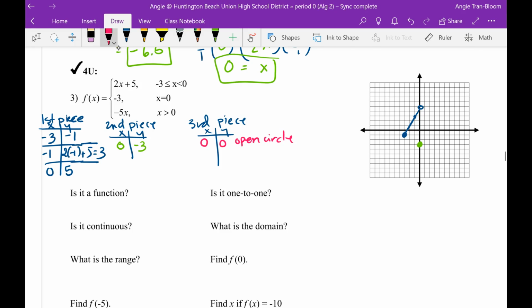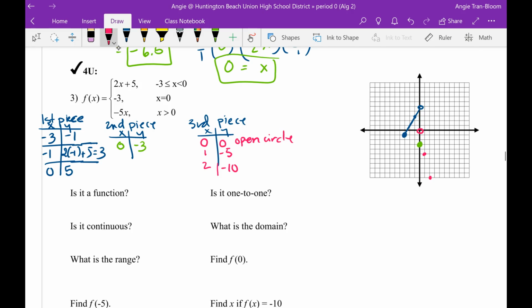All right. Give me 2 more inputs. What's your next input? 1. Sounds like a great one. And then 2. All right. 1 times -5 is -5. 2 times -5 is now? Perfect. Let's put those in. Open circle, it said so. 1 is now -5, which is down here. 2 is -10.